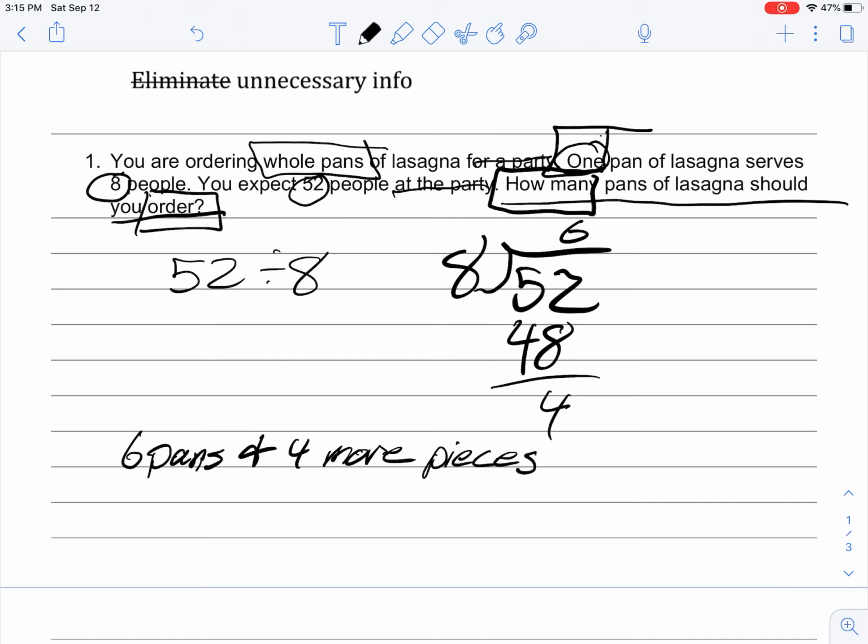Now going back to my question, it says how many pans should you order? And I put a square around here where it says whole pans. So I know that I can't just order 6 pans plus 4 more pieces. That's not going to work. So I'm actually going to need for my answer to the question to be 7 pans.